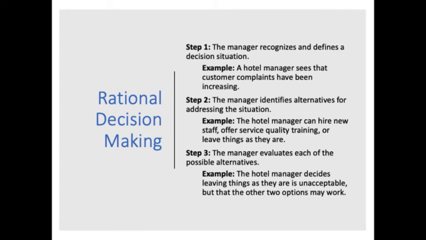There may be reasons why the best alternative is to leave things as they are. So step 3 then, the manager evaluates each of these possible alternatives. You can see there, the hotel manager decides leaving things as they are is unacceptable, but that the other 2 options may work. So at least he or she has made one step in the winnowing or selection process by disqualifying the third of those 3 alternatives that he or she identified in step 2.